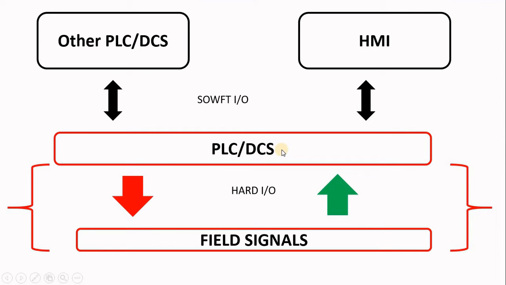Your PLC or DCS has two types of input outputs. One of them is hardware coming from the field, and one of them is called soft link or soft I/O, which comes from HMI, PLC, or DCS. Today we will talk only about the hard I/O.